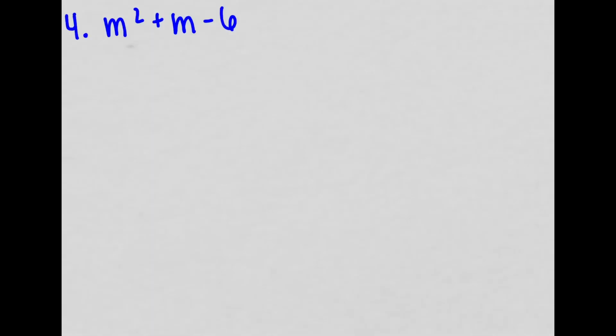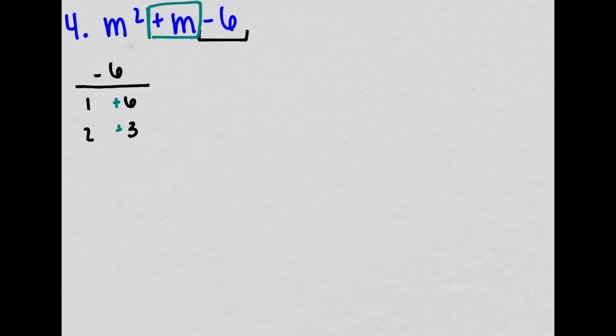And the last example we have, number 4, is m squared plus m minus 6. So same as usual, -6 goes on the end. 1 and 6 are my factors, and 2 and 3. Because it's a minus sign, I know that I'm going to have one positive, one negative. Now in the middle though, I have a plus, a positive. So my bigger numbers are going to be positive. My smaller ones will be the negative numbers.